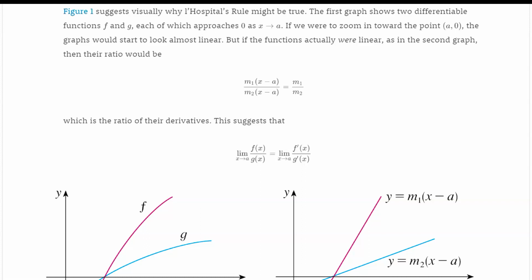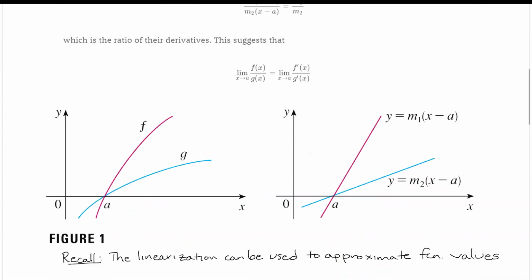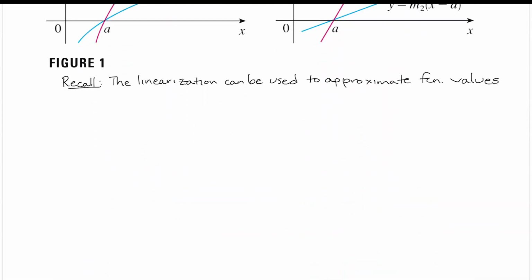So what your book is saying is that if we were to zoom in on these curves f and g, of course they would look like straight lines. And if they were actually lines, then the pink function would be m1 times x minus a, and the blue function would be m2 times x minus a. So let's just take a moment to see why that works, using the idea of linearization.